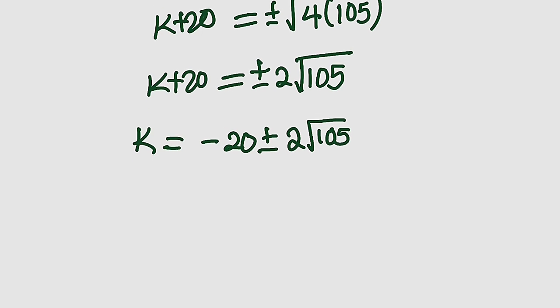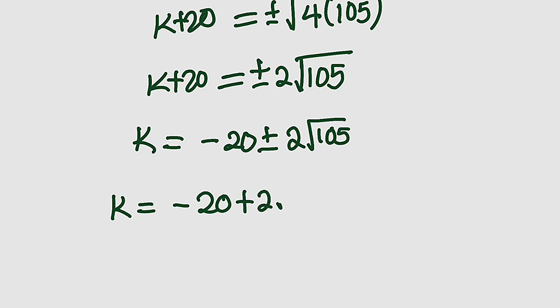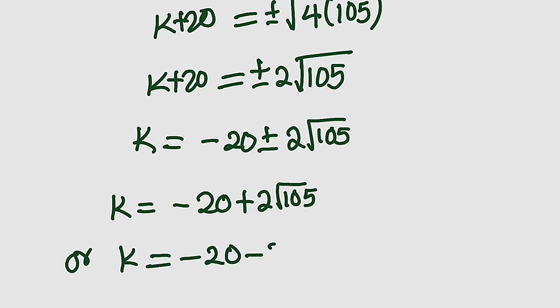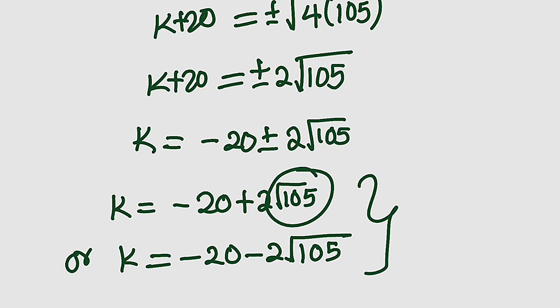And these are the values of k, which we can split as k equal to negative 20 plus 2 root 105, or k equal to negative 20 minus 2 root 105. And these are the exact values of k. Unless you want to approximate it to a decimal number, you can simplify the square root, multiply by 2, and add it to negative 20. Do the same thing to the second one. But I like to leave my answer in standard form like this because these are exact values.